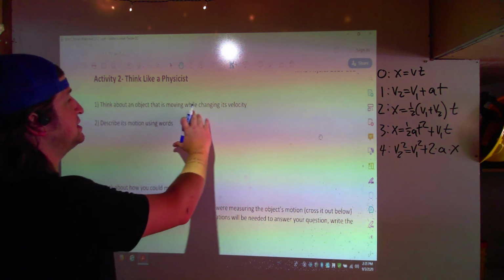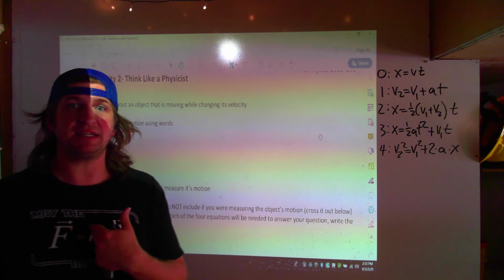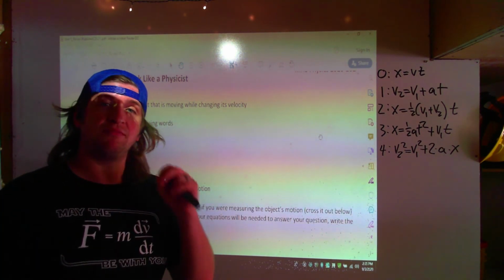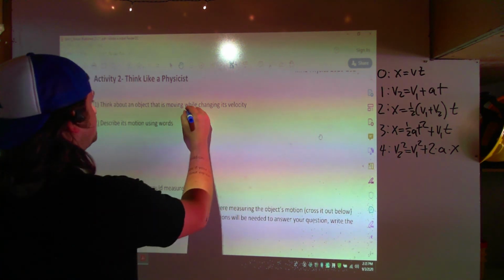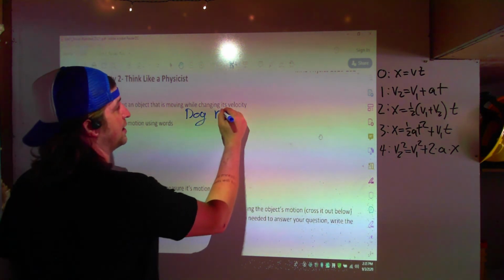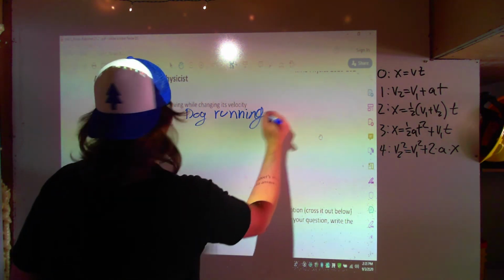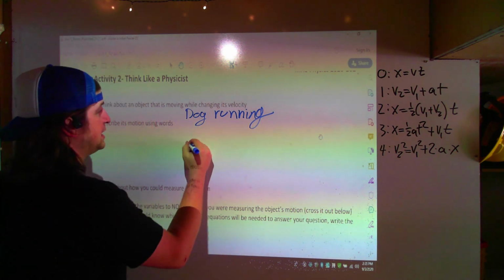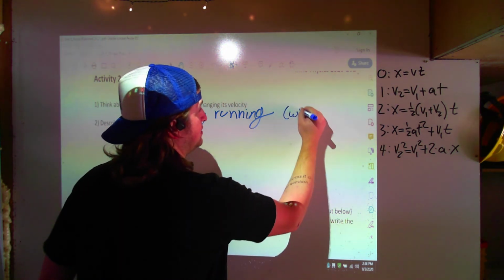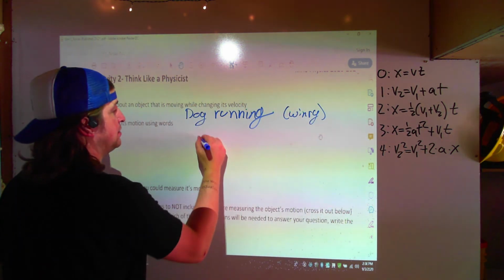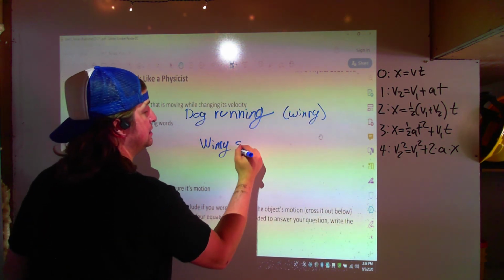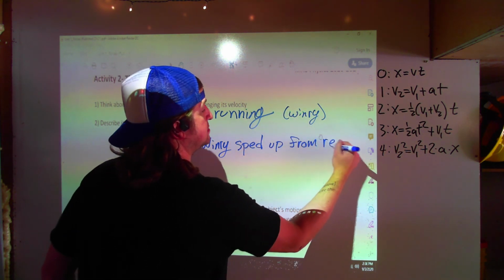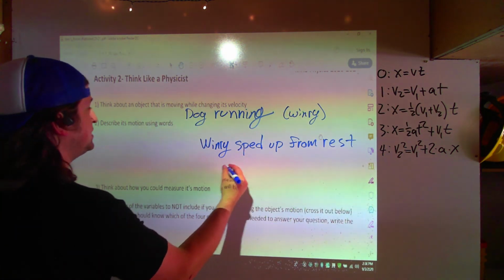Think about an object that is moving while changing its velocity. In my case, I'm thinking about my dog. Just now, she was basically sitting still, just trotting around, and ran off to see her friend Charlie. So I'm starting out with a dog running. If I want to describe her motion using words, I might say that my dog, mine's name is Winry, sped up from rest to go see her friend.